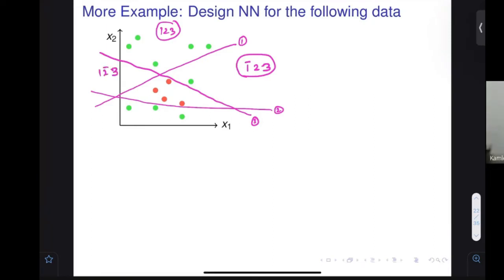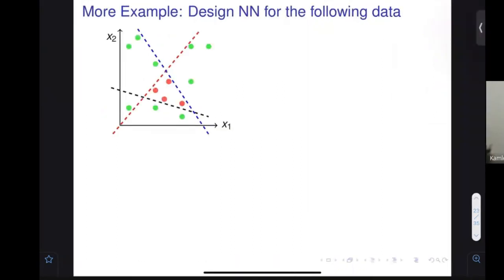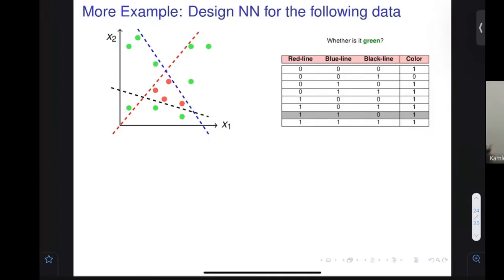Similarly, what is this area? So that would be 1 bar, 3 bar, 2. Or 1 bar, 2, 3 bar. Similarly, you can find out this area, and this area also. So what I was telling you is that you draw 3 lines. And now you can segregate the points, where you know that this place is black, this place is red, and all other places are green. So you can represent this in a table.